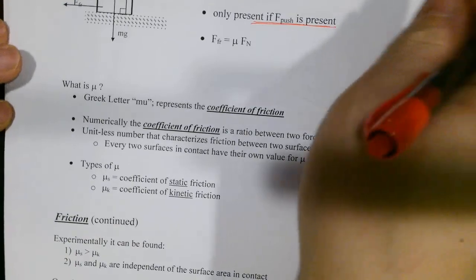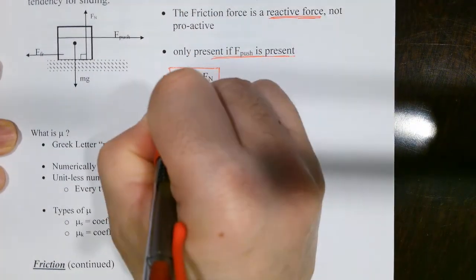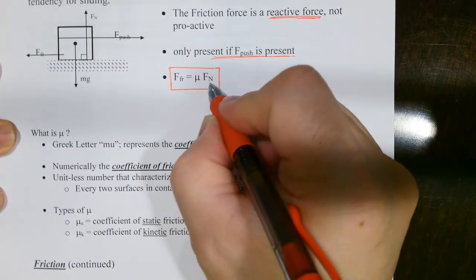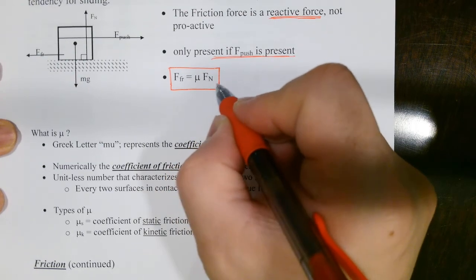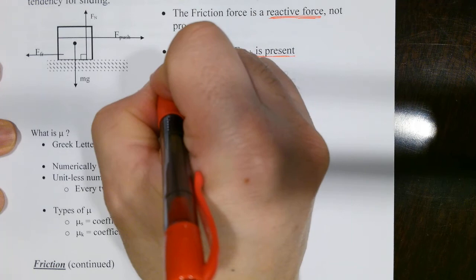And friction can be calculated with mu times the F normal. So this is the formula. Now remember this F normal? Yeah, this is important. So you need to calculate F normal in order to find friction. Okay?